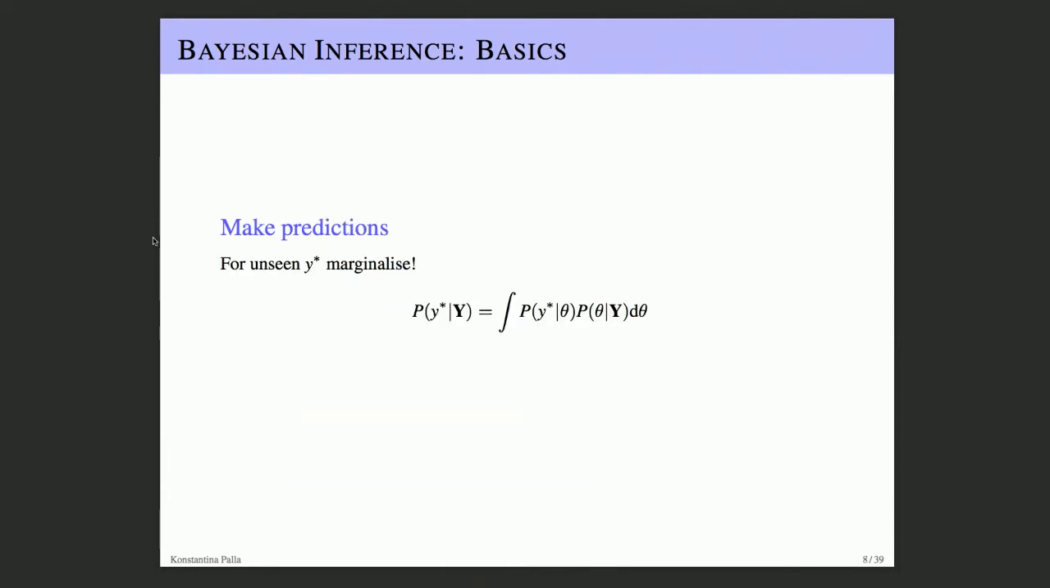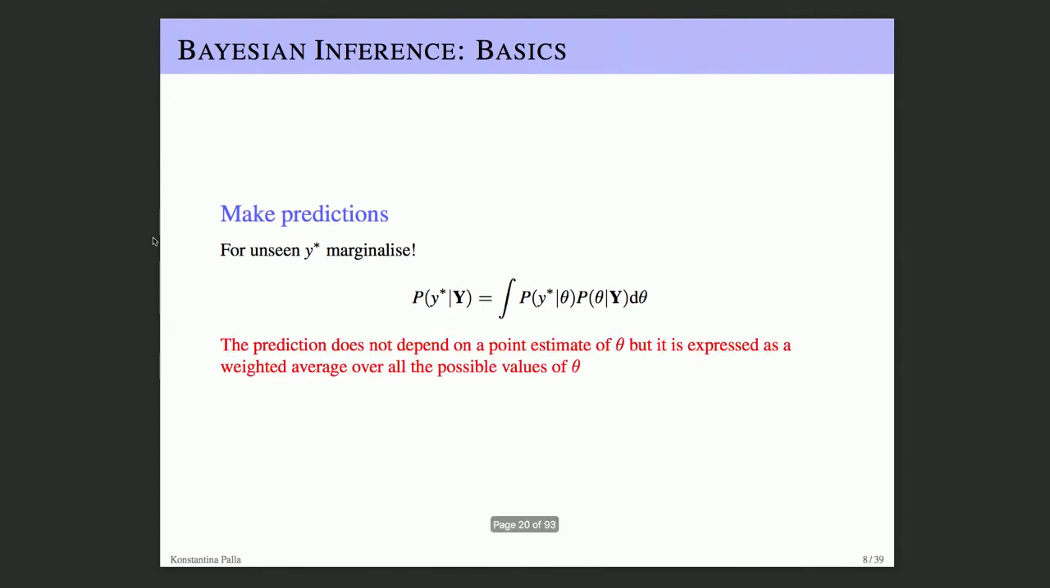After we have done that, Bayesian reasoning gives us a really nice way of making predictions. If now I have a point y star, which I haven't seen, Bayesian reasoning says that to infer new predictions, you will integrate over the probability of the new point given the parameters, but this is going to be averaged over all the possible values given by the posterior of the parameters.